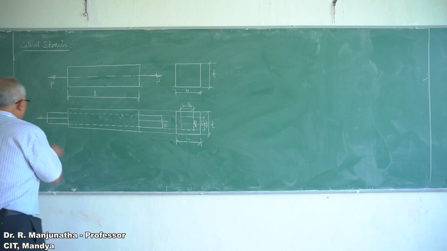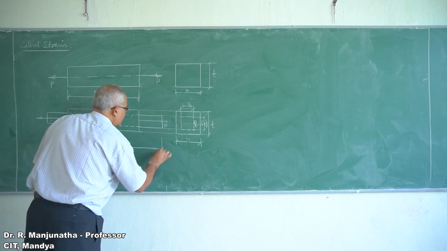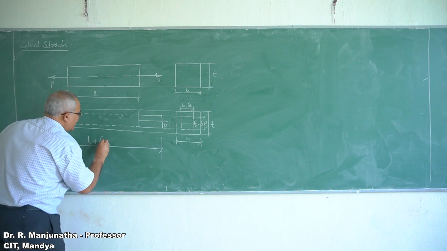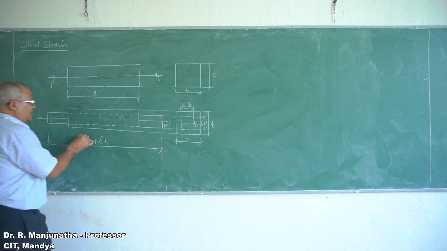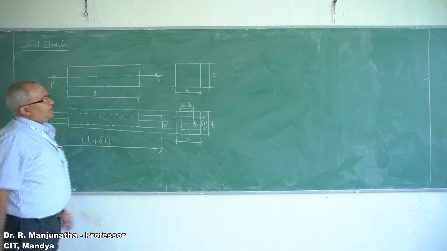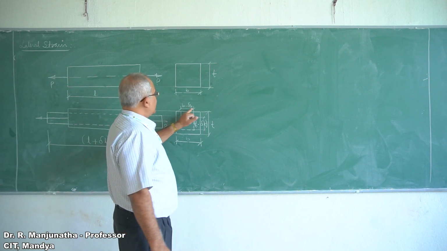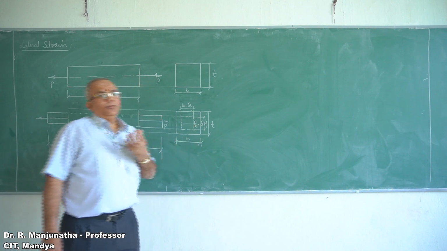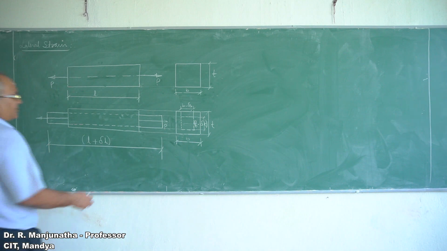The body is going to get deformed to a length of L plus dl, or L plus delta L. So this is going to be the final length of the body. And then what happens to the cross section? The cross section, which was initially B and T, has been reduced to B minus delta B and T minus delta T. That means there is a reduction in cross section and an increase in length.